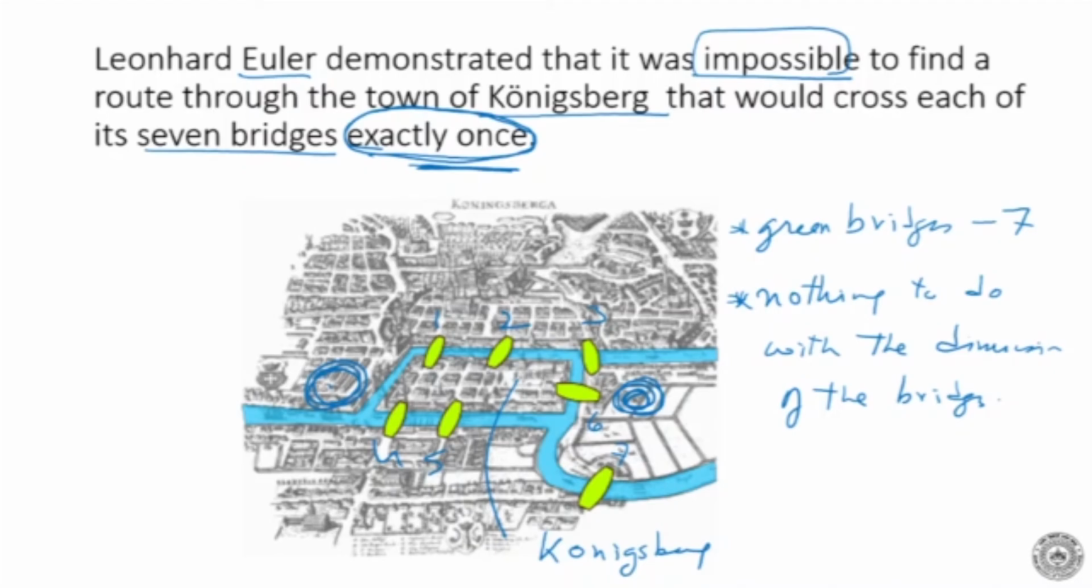So if you want to go from one side to the other side, for example, you go like this, start from here, go like this, like this, like this, and go to the other side. You have crossed only 1, 2, 3, 4 bridges. But you can't cross all the 7 bridges exactly once and go from one side to another side. And this has nothing to do with the dimension of the bridges. This is something that is important here. This is where the study of topology of spaces came up.